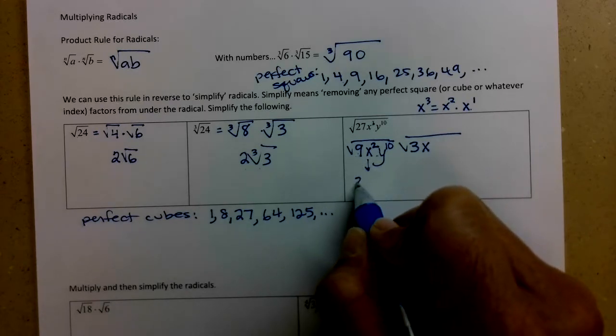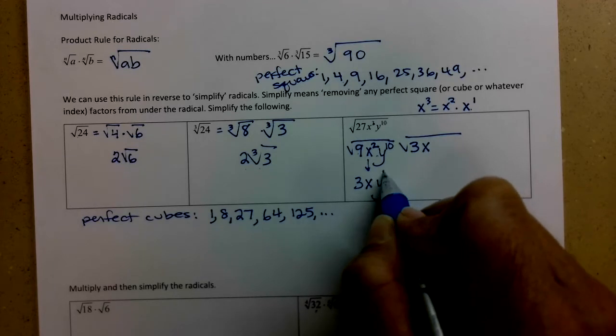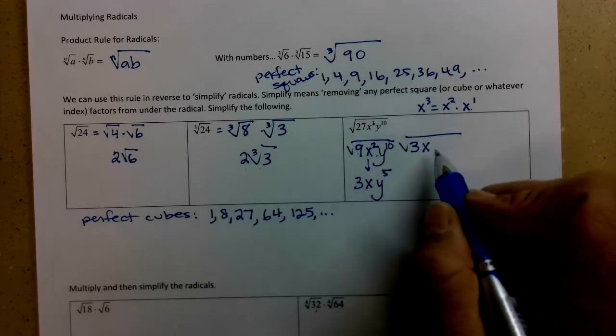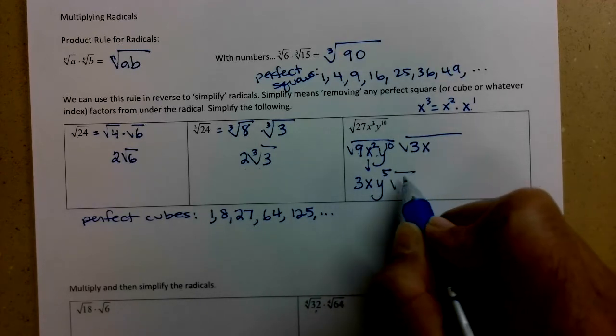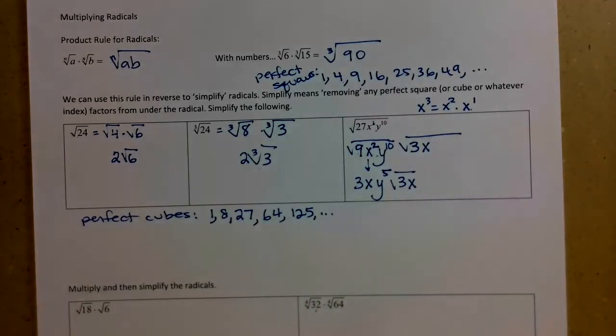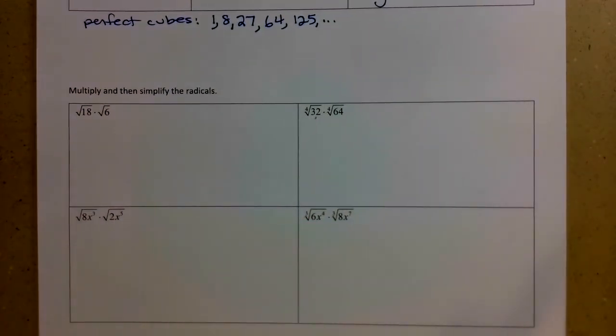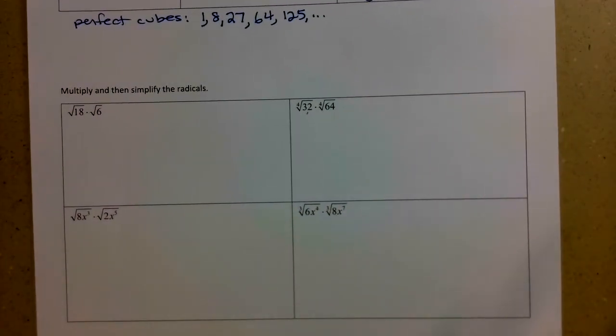So square root of 9 is 3, square root of x squared is x, square root of y to the 10th is y to the 5th. And then we're just multiplying that by the square root of 3x. Okay, so sometimes what's going to happen is we're going to be asked to multiply first and then simplify.